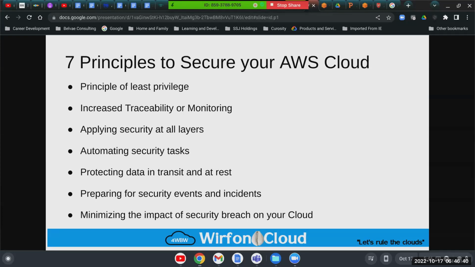7 principles to secure your AWS network. Just emphasizing that again: principles of least privilege. All of you remember this from IAM, right? You don't give anybody full access to all of your systems. You only give them access to what is necessary for them. That is a very important concept to have, and then you review all the other concepts here. So these are the 7 principles which are in place.